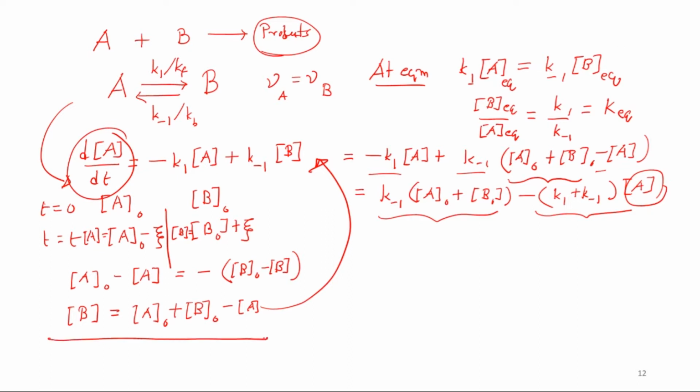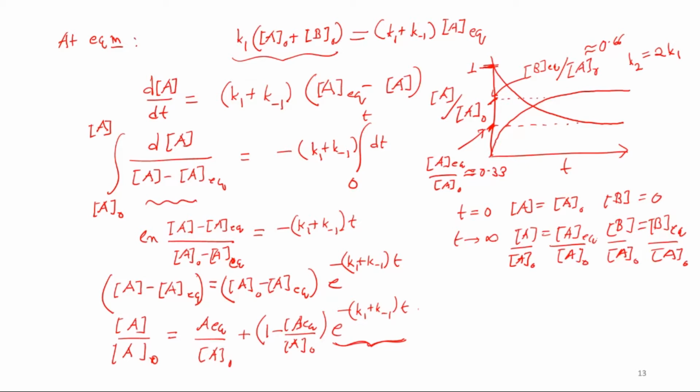So the initial concentration of B0 we took to be 0, so at any point, say at equilibrium, this B equilibrium plus A equilibrium will be A0. So we see that if we have 0.33 and 0.66, then the ratio of 2 is also maintained, and 0.33 plus 0.66 is 0.99, which is roughly equal to 1. So that way the curves will look like this.